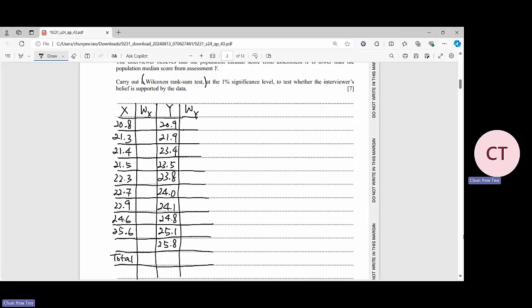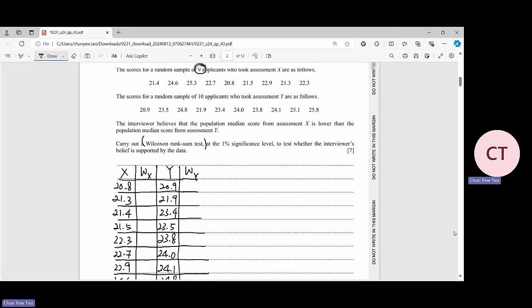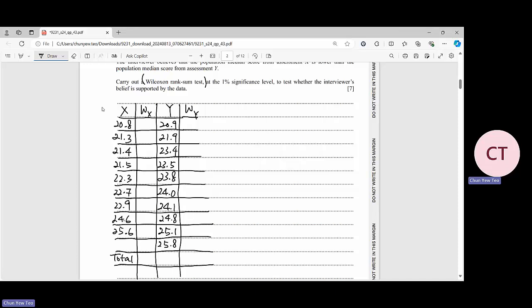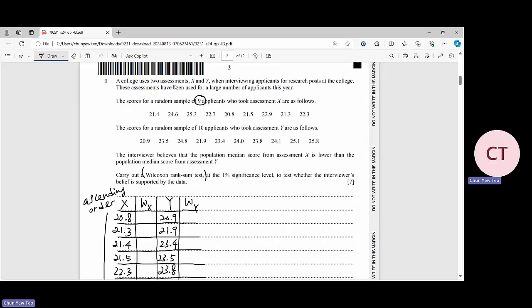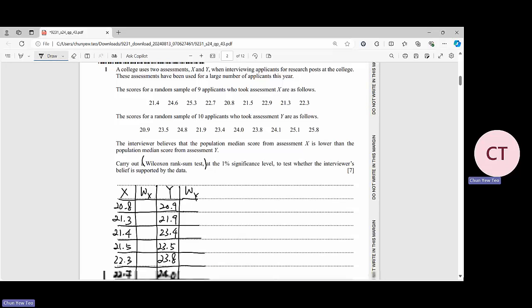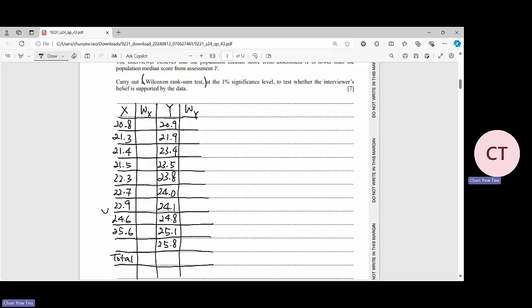My way of solving it is to rearrange this table in ascending order. I rearrange the data in ascending order. All the data over here is mixed up, but when I build the data, I try to arrange them in ascending order. That will make my job easier. So from here, you have X and Y, both in ascending order.